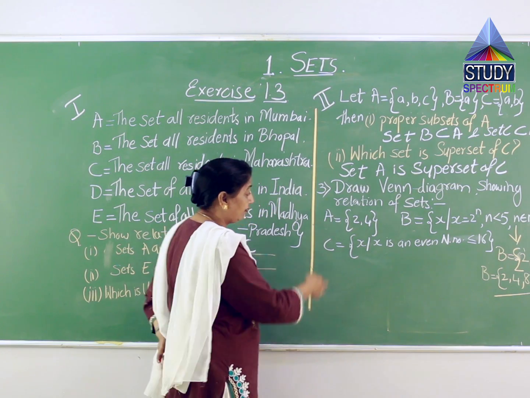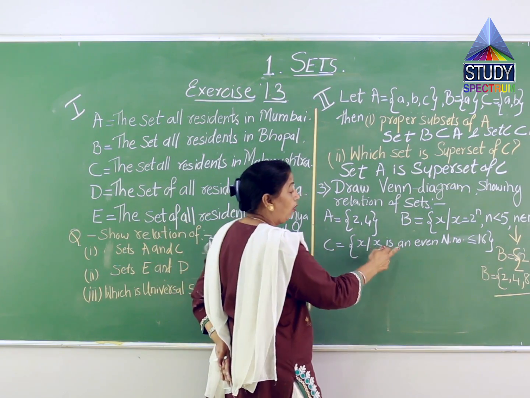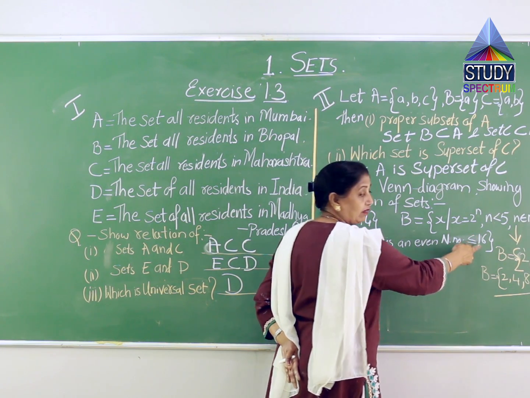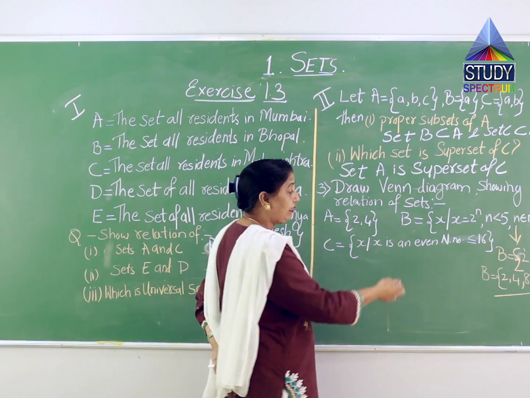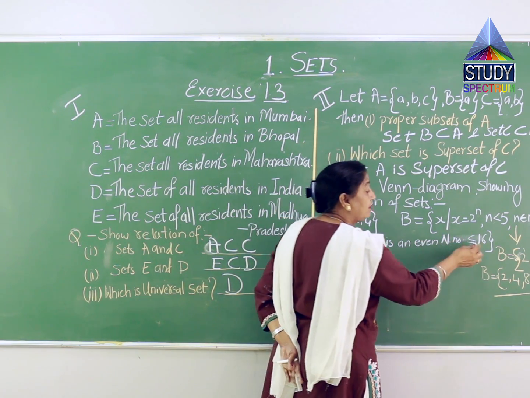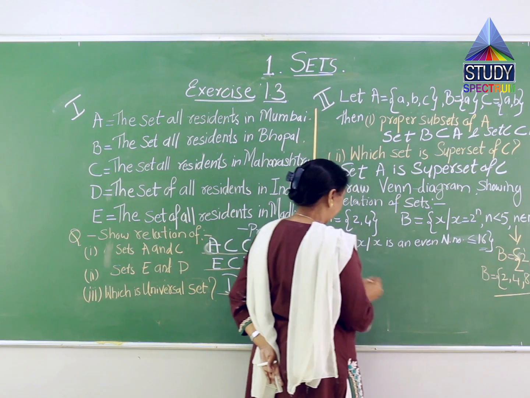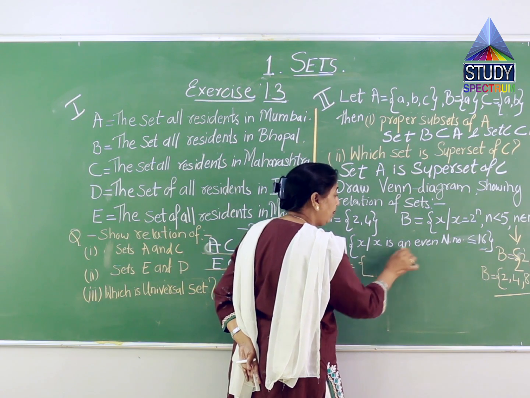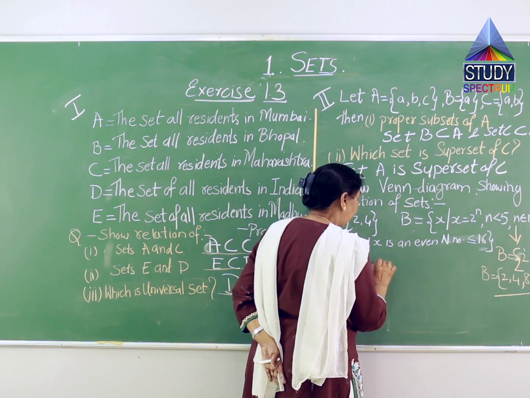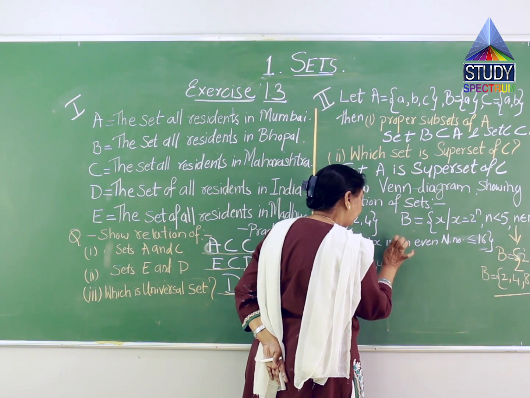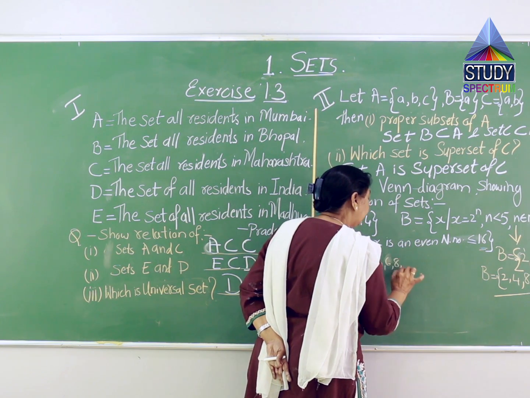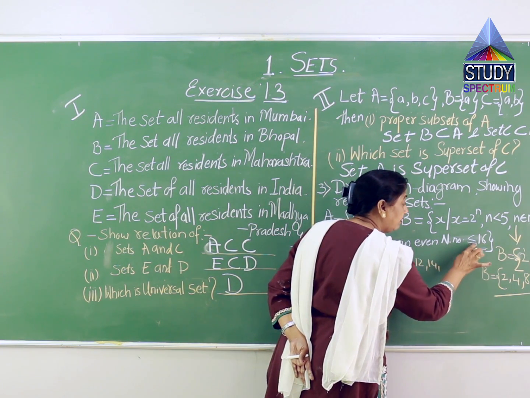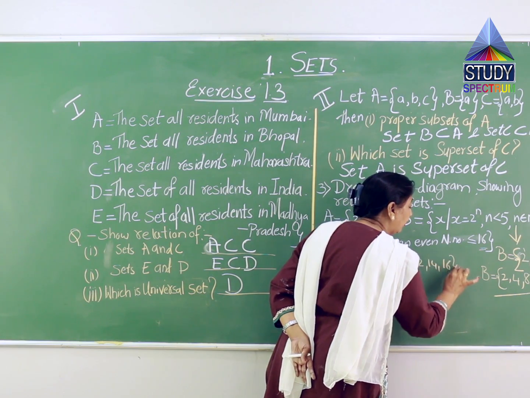Now there is another set C which consists of all even natural numbers less than or equal to 16. As I have explained to you, whenever less than or equal to is there, this 16 is also included. This set again I can write in listing form. In listing form, it is an even number, so you can start 2, 4, 6, 8, 10, then 12, then 14, and here it is equal to 16, so 16 is also there.